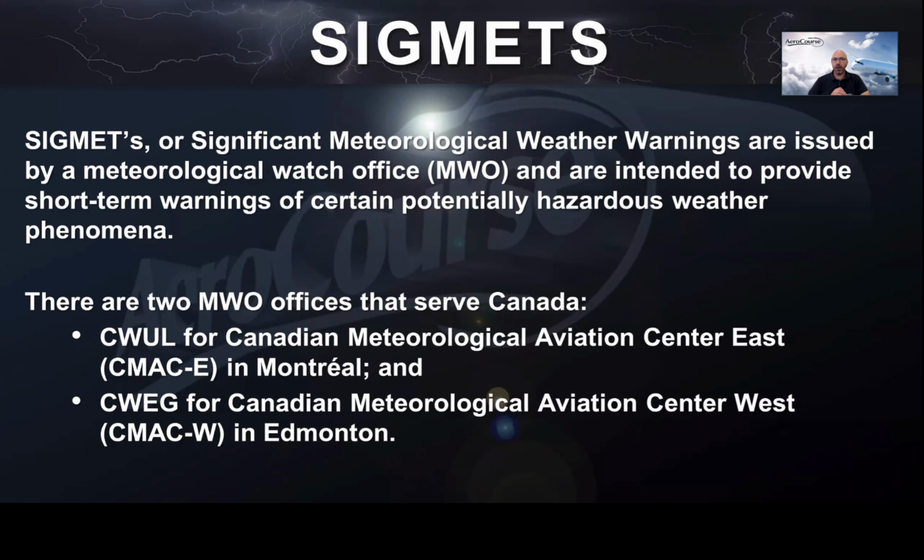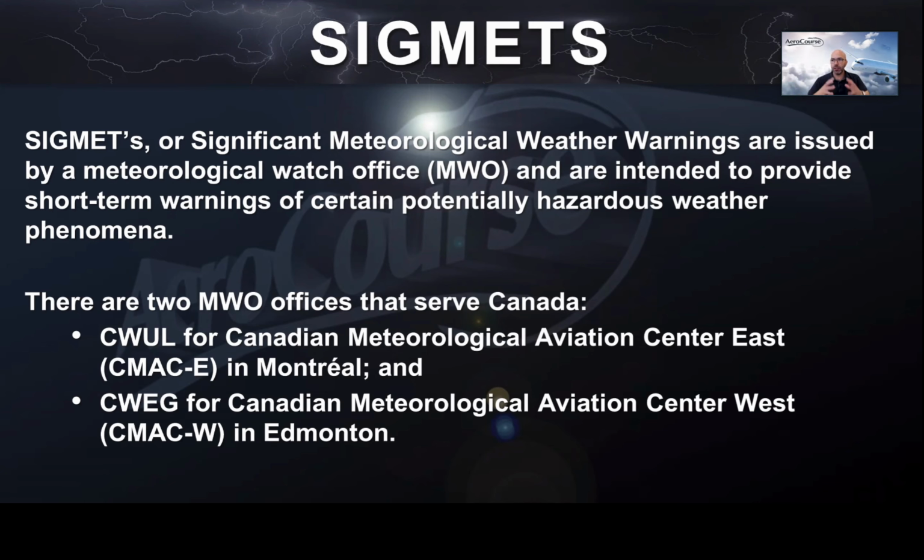So SIGMETs are considered significant meteorological weather warnings. And they're issued by the Weather Office and provided to pilots transiting our airspace. The two centers in Canada that issue SIGMETs are either going to be Montreal for the eastern half of Canada, or they'll come from Edmonton, which covers the western half of Canada.